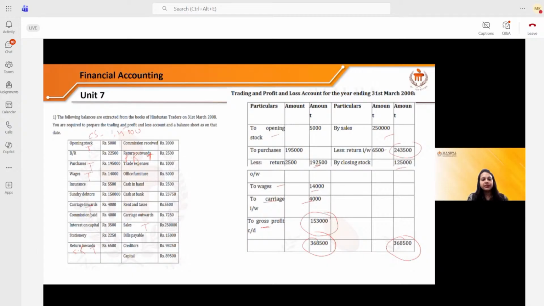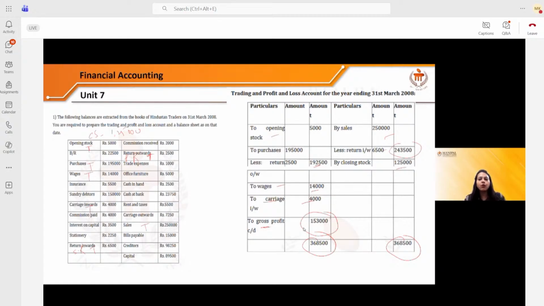Just focus on the format. Let me take the query again. Now I hope you will understand. Shwashini is asking, carriage inward is on the debit side, why is carriage outward not on the credit side? Actually, you don't know which transactions are related to the manufacturing and production department. Carriage outward always goes to the profit and loss account, not the trading account. So carriage outward is an indirect expense.